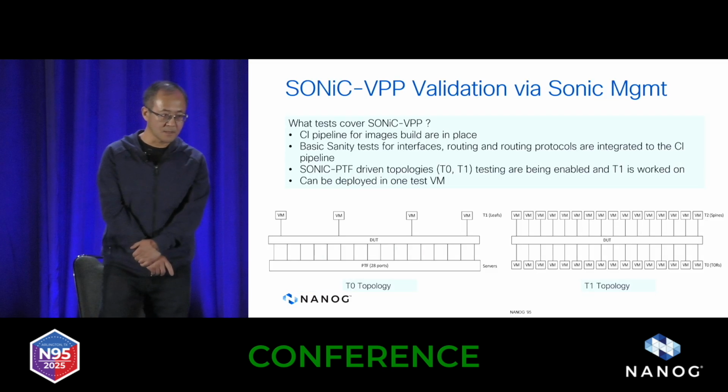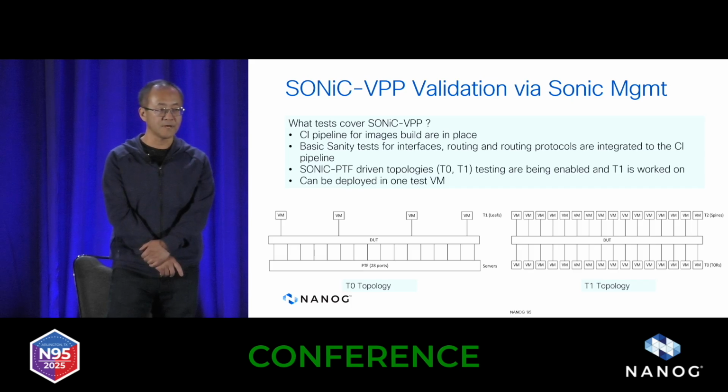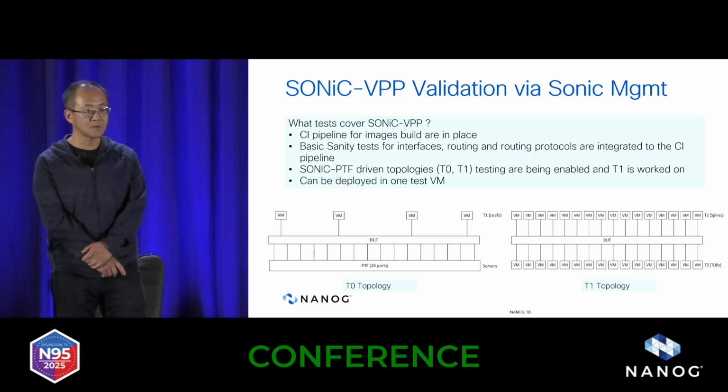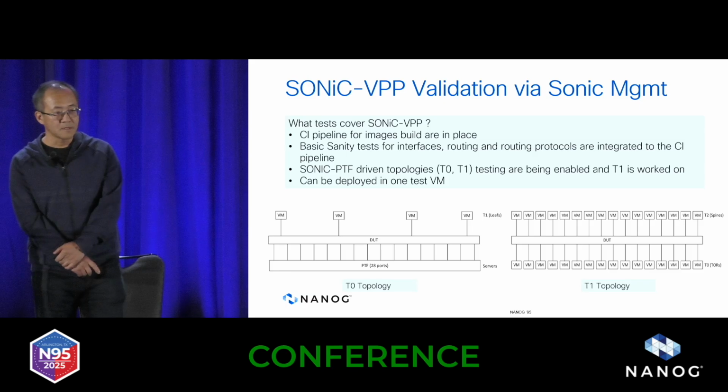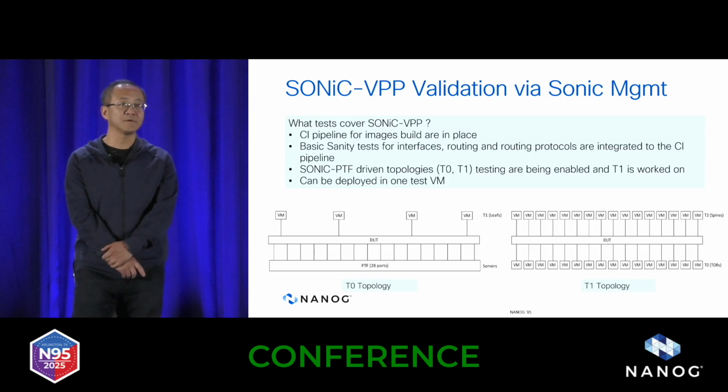And here's how we use the SONiC-Mgmt test framework for SONiC VPP sanity and validation. We have created a CI pipeline for image build, and we also created a CI pipeline to run sanity tests that include interface, routing protocols like BGP, VxLAN, SRv6, and it uses PTF topology. It's a PTF-driven topology for T0 and T1, and currently we are primarily focusing on the T1-lag topology.